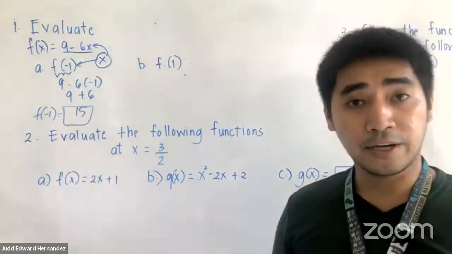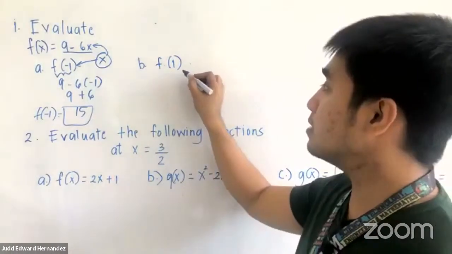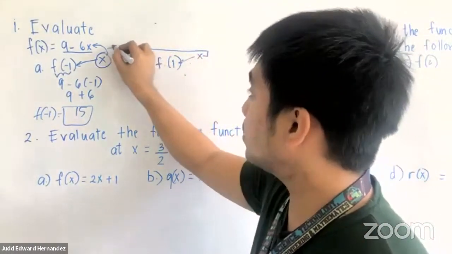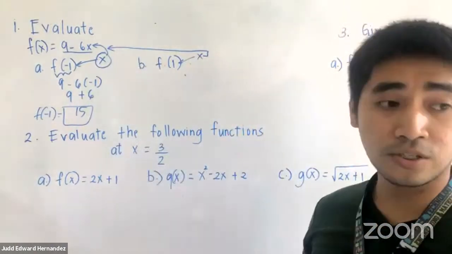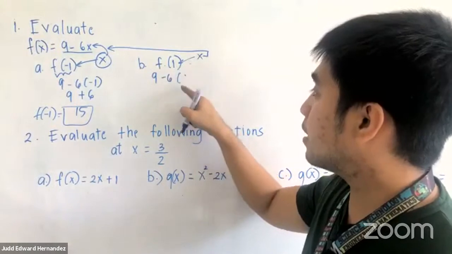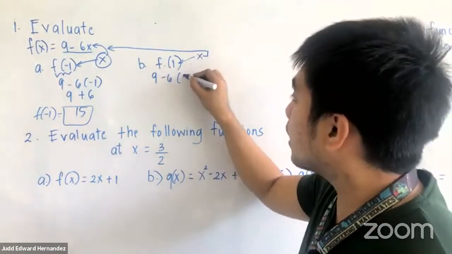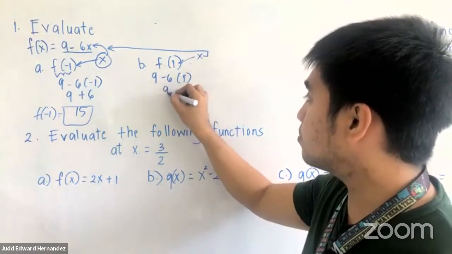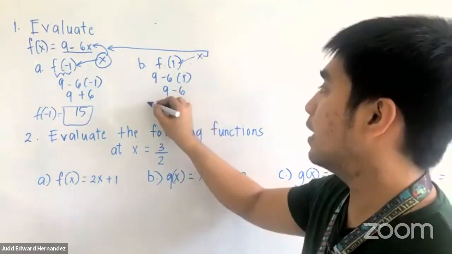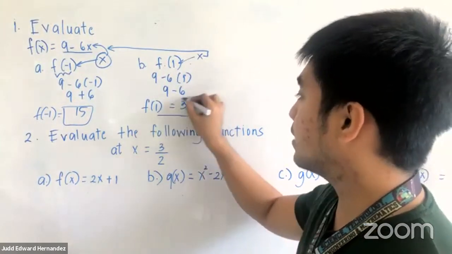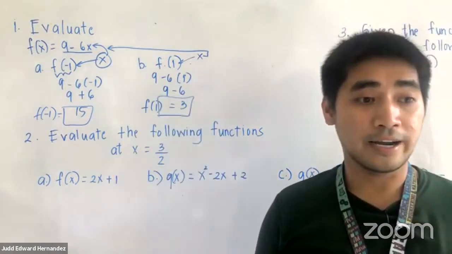And how about f of 1? In this case, this is the value of x, therefore we will replace x by 1 in the equation 9 minus 6x. And this becomes 9 minus 6 times, what is our x? That becomes 1. Therefore, that becomes -6 times 1. We'll be having 9 minus 6, and f of 1 is equal to 3. So that is the answer for our example.